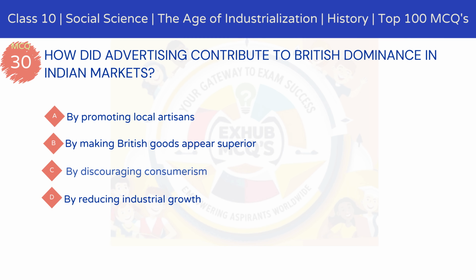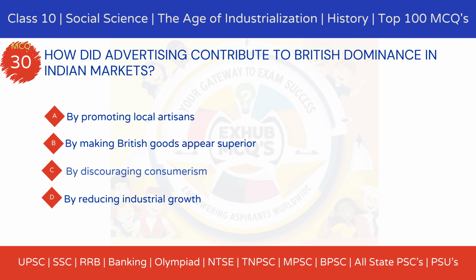MCQ 30. How did advertising contribute to British dominance in Indian markets? Option A. By promoting local artisans. Option B. By making British goods appear superior. Option C. By discouraging consumerism. Option D. By reducing industrial growth.